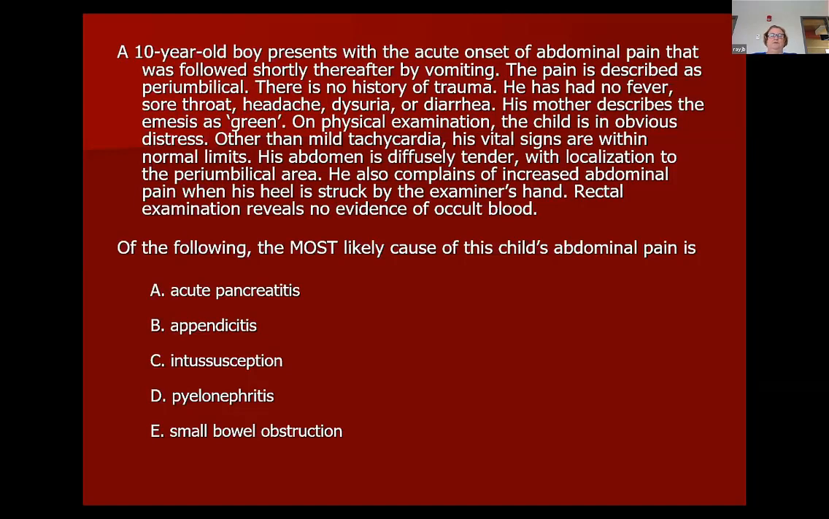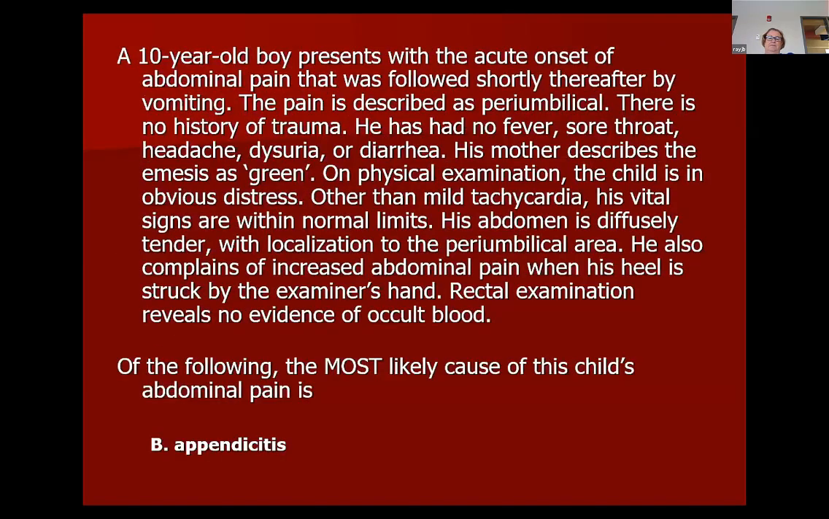So this question isn't really to trick you, but it also is to make you think a little bit, because yes, when we talk about periumbilical, it's usually functional, but he has some other things that are not functional there. He's got green emesis, he's got mild tachycardia. His abdomen is diffusely tender, and his localization is to the periumbilical area, but he's already diffusely tender all over. So this young man actually has appendicitis.